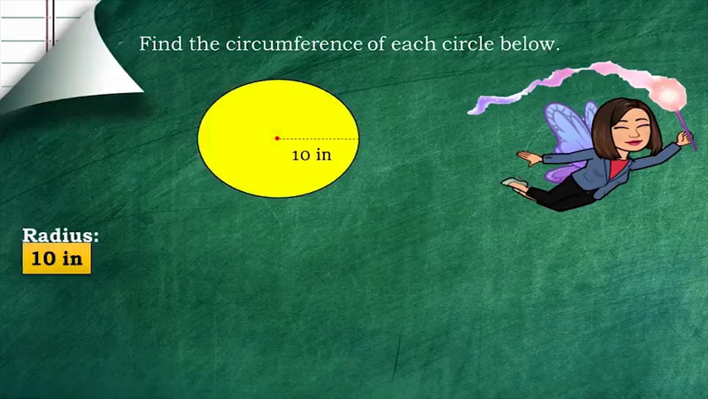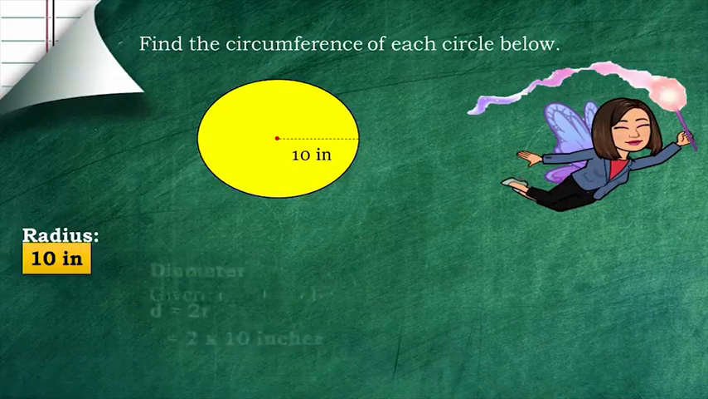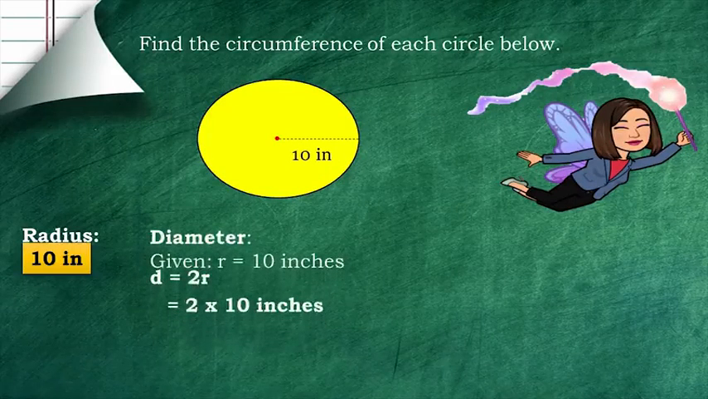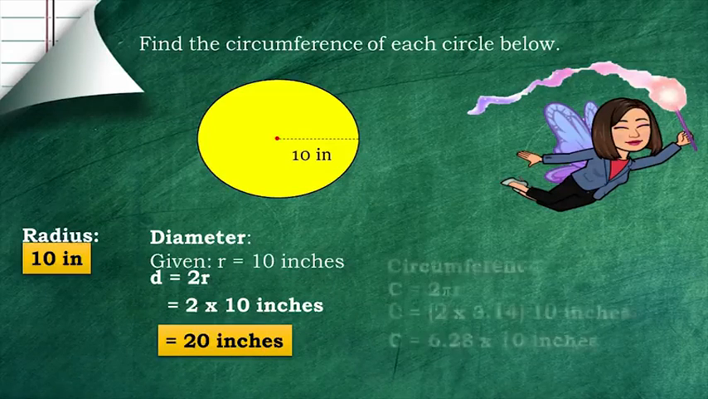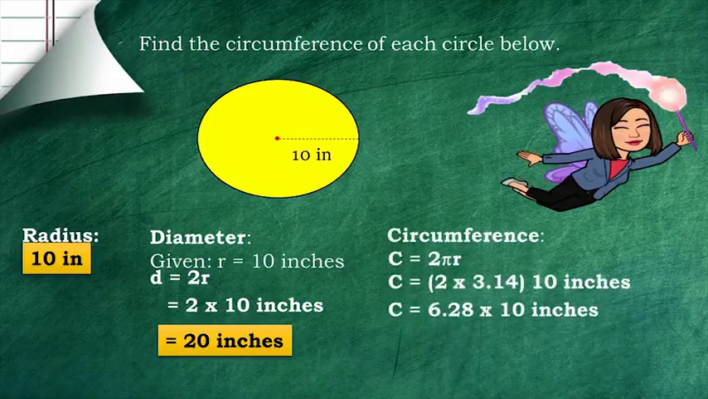Radius is 10 inches. Let's find the diameter. Diameter equals 2 times radius. 2 times 10 inches is equal to 20 inches. To find the circumference, let's use this formula. Circumference equals 2 pi times radius. Circumference equals 2 times 3.14 times 10 inches.